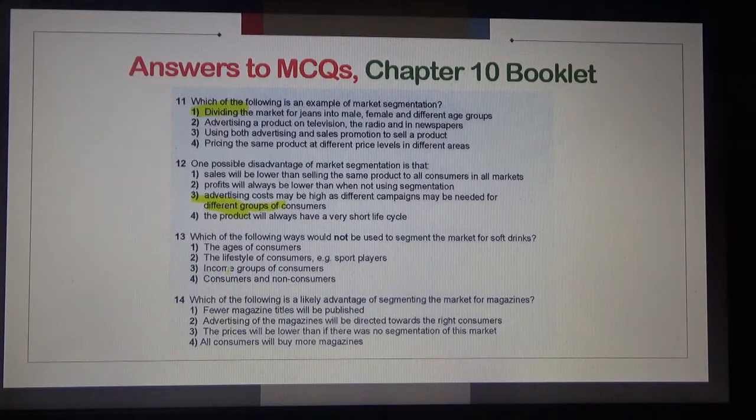Number 3, income group of consumers. We don't change the price of our soft drinks. So there's no need to separate. The price paid by a manager for a can of Coke is the same as the price paid by a low-income earner to buy a can of Coke. Consumers and non-consumers. Okay, we have 2. So definitely 2 and 3 are out.